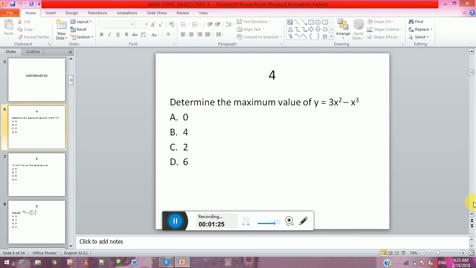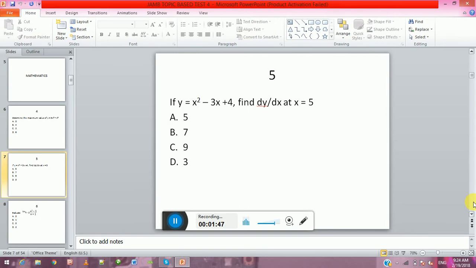Mathematics. Determine the maximum value of y in y equal to 3x squared minus x cubed. A. 0. B. 4. C. 2. D. 6.